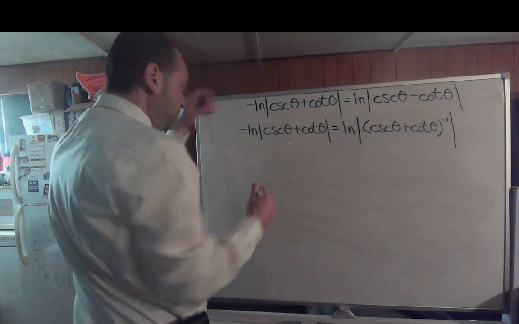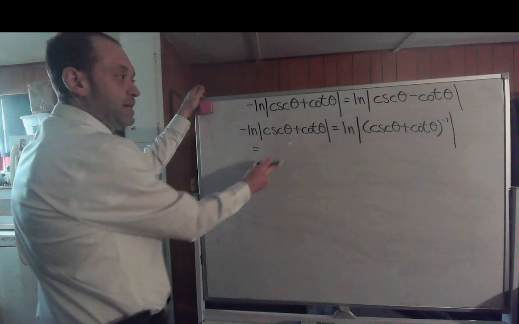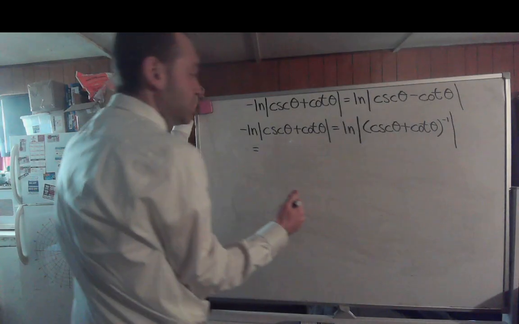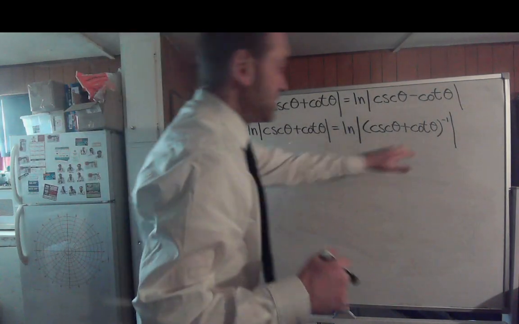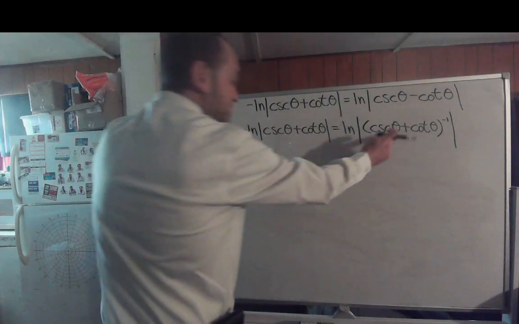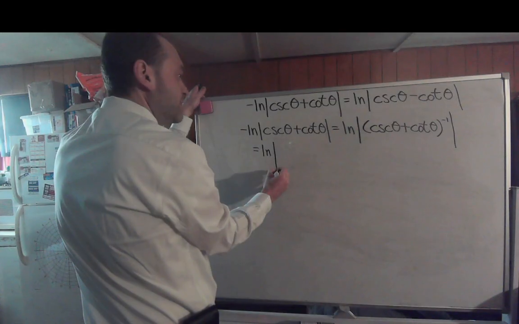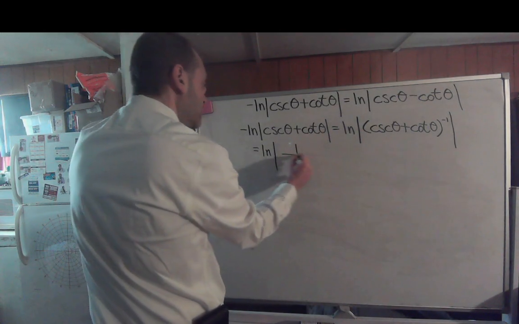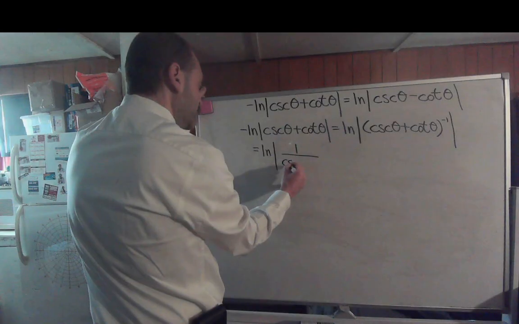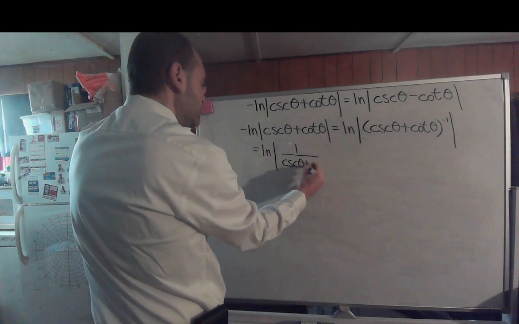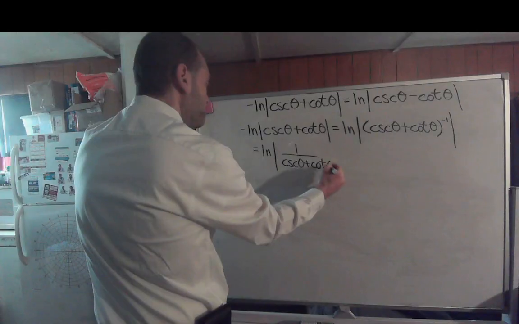Okay, now I'm going to keep writing over here because this is going to be a big one. Something to the negative first is the same as the reciprocal of this to the positive first. So this would be the natural log of the absolute value of 1 over the cosecant of theta plus the cotangent of theta.